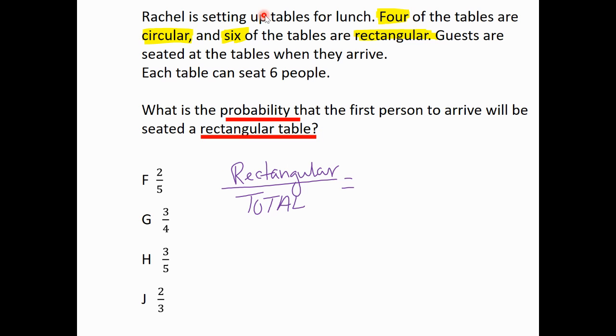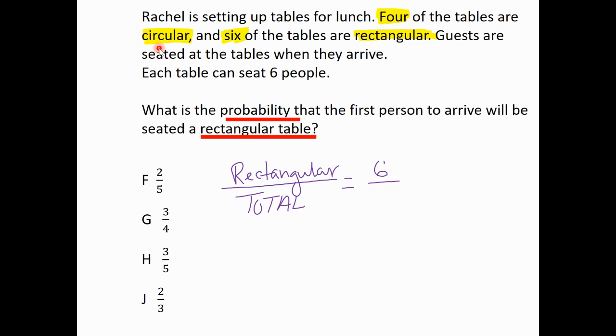So then I'm going to go back into my story and figure out how many of the tables are rectangular. So let me read this again. 4 of the tables are circular, 6 of the tables are rectangular. So that's what I want. Rectangular, there are 6, so that's my top number, okay? Now, the bottom, you have to be careful. You need the total, but you have to pay attention to what you're talking about. These are rectangular tables, right? So I need to get the total number of tables.